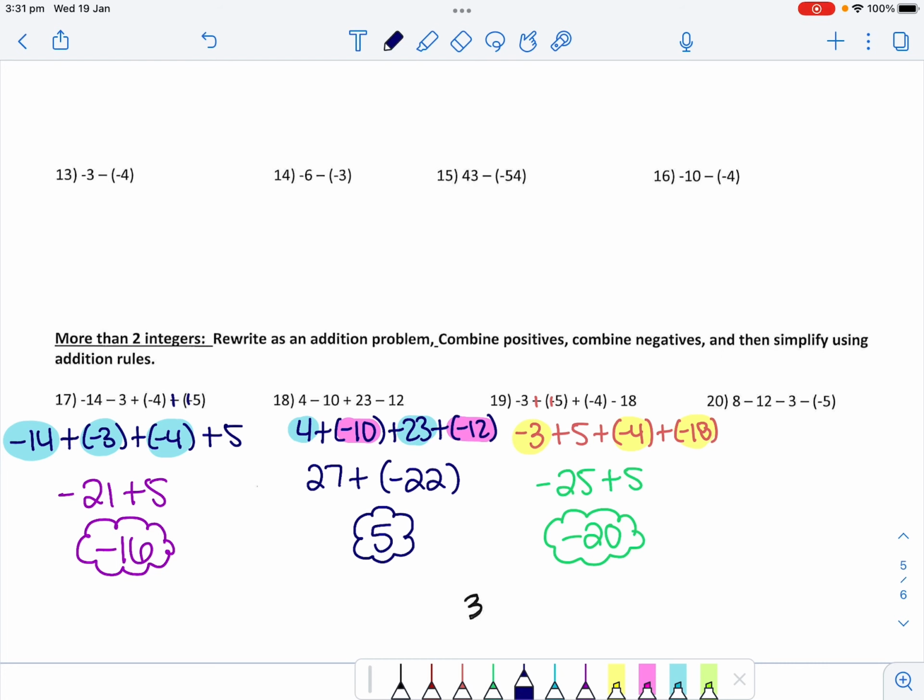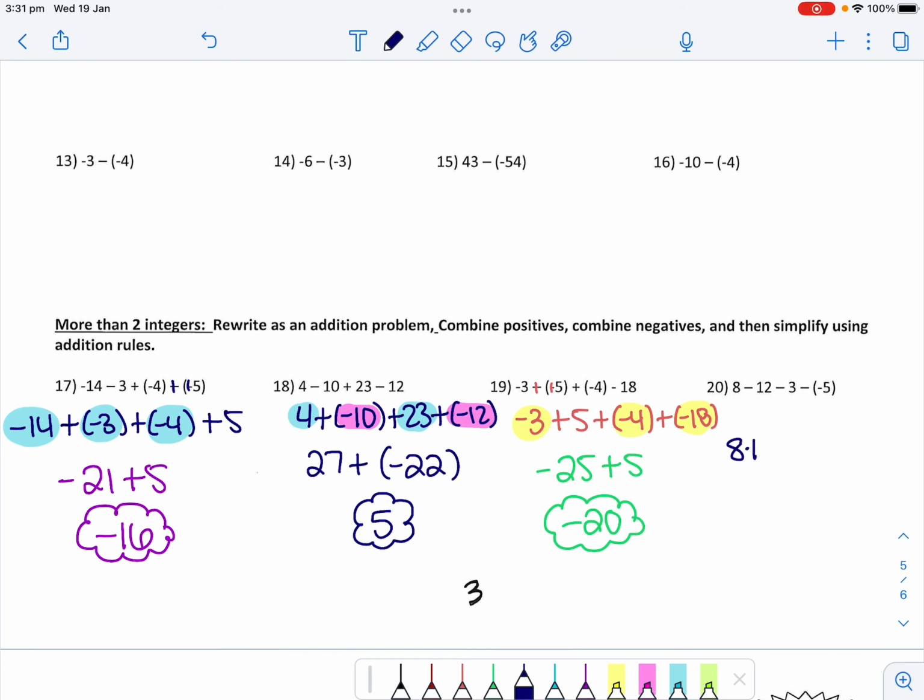And then on my last one here, 8 plus negative 12 plus negative 3, and then plus 5 at the end for that plus positive. So 8 and 5 are going to be combined together. Negative 12 and negative 3 are going to be combined together. So 13 plus negative 15 is going to give me an answer of negative 2.